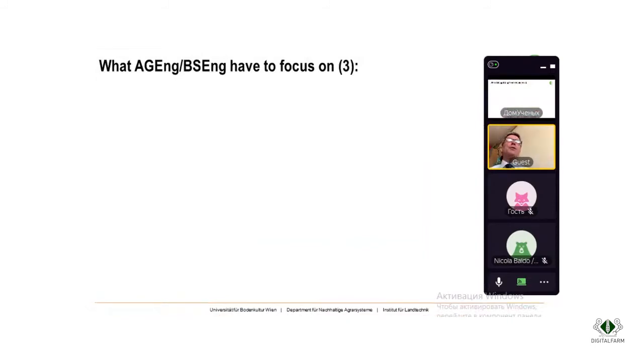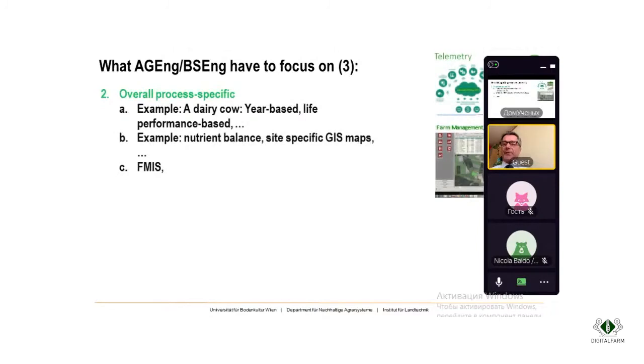So what have we to focus on as agriculture engineers? If we step further from the levels, from the sub-process level, we are now on the overall process-specific production. A lot of tools are already available. One important sector is the telemetry, of course, to know what the machines and IoT sensors can deliver and can be connected online in a farm management information system. And with respect to this, we can get one step further.